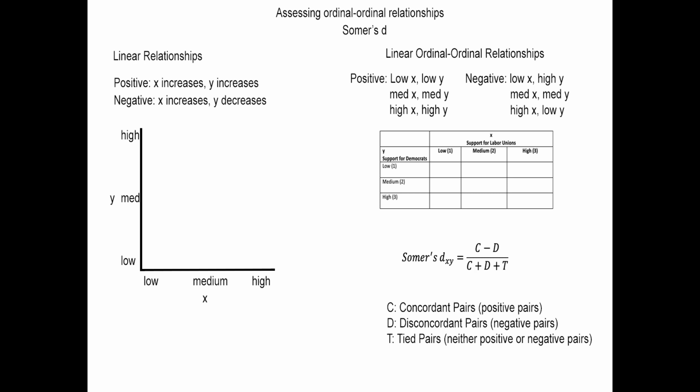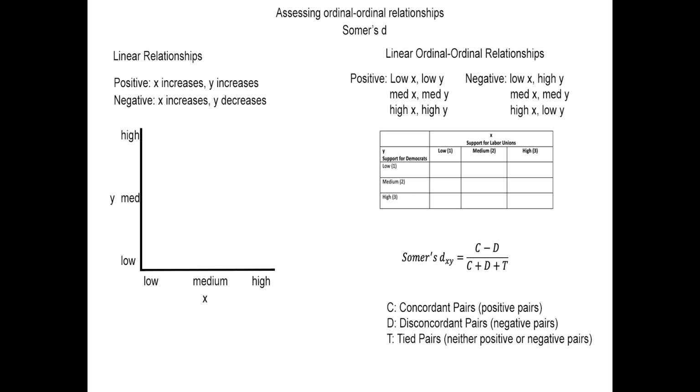So C refers to what we call concordant pairs, which are any pairs of observations that support a positive relationship. In other words, concordant pairs are positive pairs, or positive relationship pairs. A discordant pair is the opposite of a concordant pair.